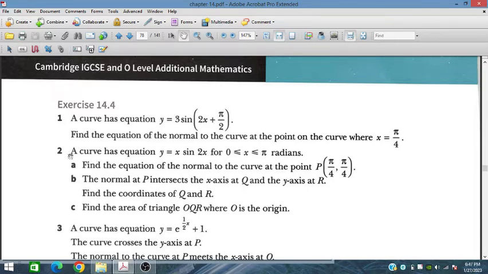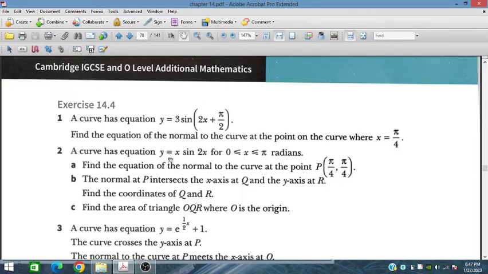So let's start with question number 2. A curve has the equation y is equal to x sine 2x. This is the curve x times sine 2x for the period 0 to pi, and we have to find the equation of the normal to the curve at the point P, pi by 4 and pi by 4. So this is the vertex. At this point we have to find the equation of the normal.